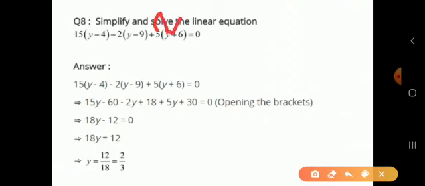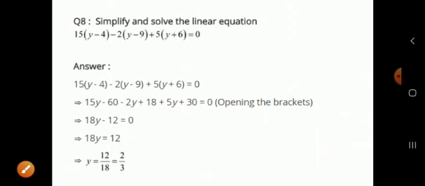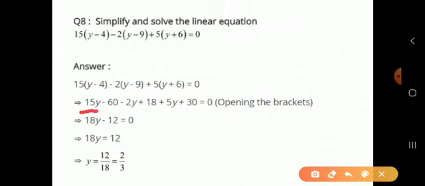Now next bracket we will open. 5 multiplied with y becoming 5y. 5 multiplied with 6, it is becoming plus 30. Now multiplication over, all the brackets we have opened. Now collecting the like terms. Now see here, all the y terms and numbers are there. So let's see, 15y minus 2y, it will be 13y. 13y plus 5y, that is 18y. Easy to do. Okay.